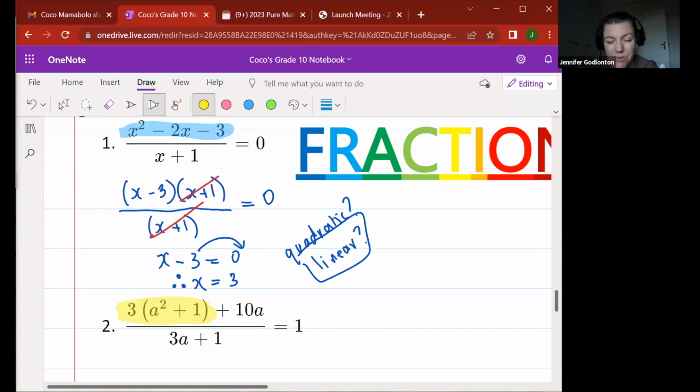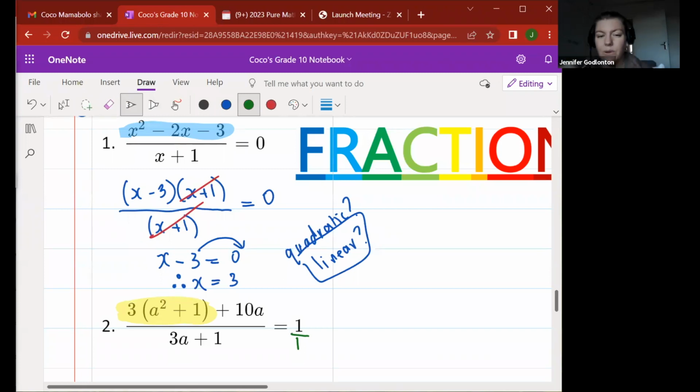Then the second thing we spoke about when we had a fraction equation was this idea of getting a common denominator. Right now, on the right-hand side, that 1 would be over 1, so its denominator would be 1. If I want it to have a common denominator, I want it to have a denominator of 3a plus 1. So think about how we could do that. Those are my 2 hints to you.